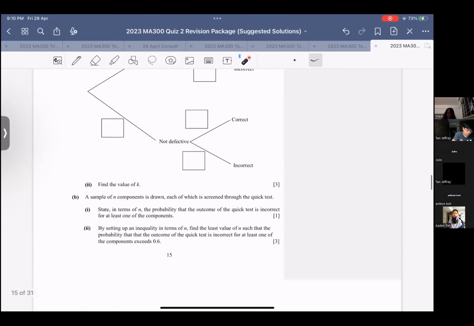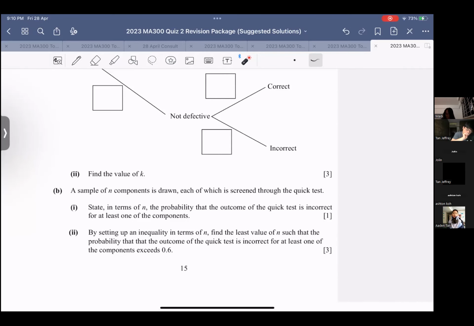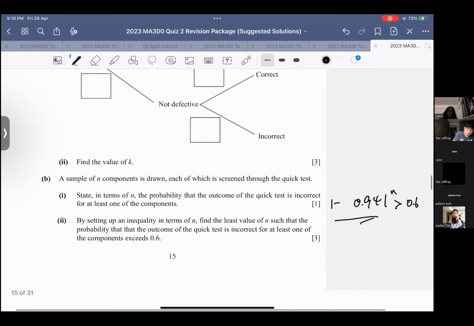What's the answer for B part 1? 1 minus 0.941 to the power of n. Yeah, that's correct. Then after that, for at least one of the components exceeds 0.6. That means I want this one to be more than 0.6. Then 1 minus 0.6 is more than 0.941 to the power of n. 0.4 is more than 0.941 to the power of n.